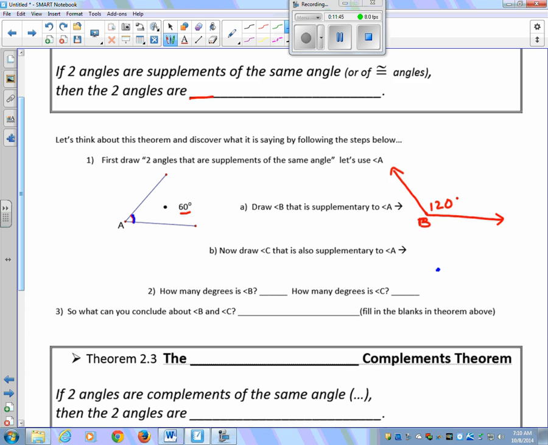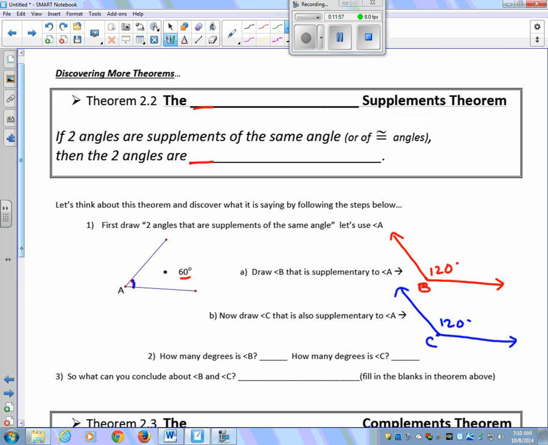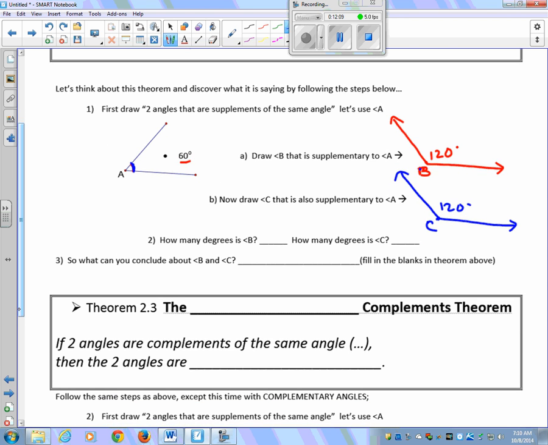All right, now draw angle C, which is also supplementary to our original angle A. So draw angle C. Of course, that's got to be 120 degrees also. So this is what this theorem is describing: two angles that are supplements of the same angle. B and C are both supplements of angle A. So they're two angles that are supplements of the same angle.